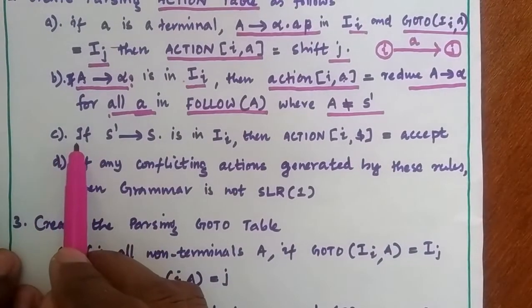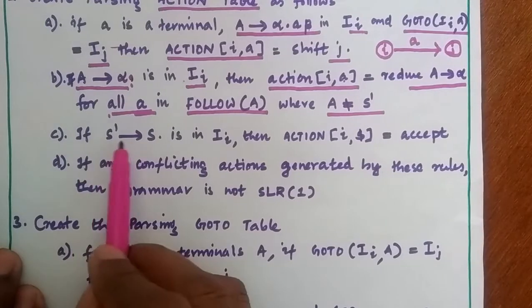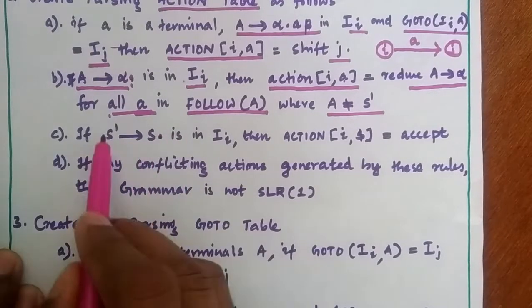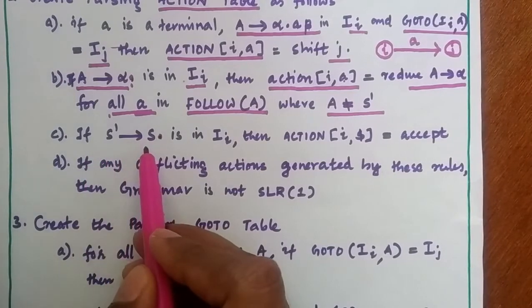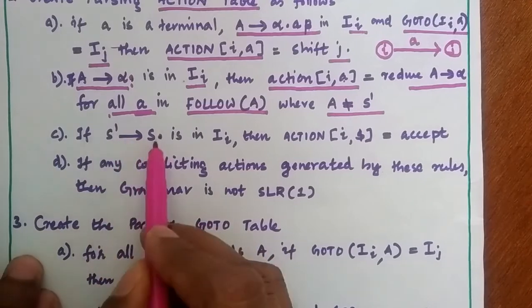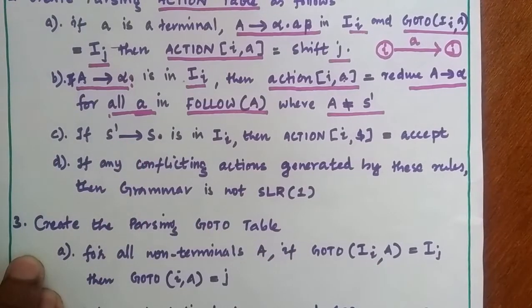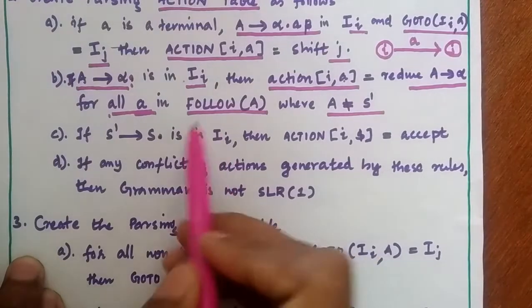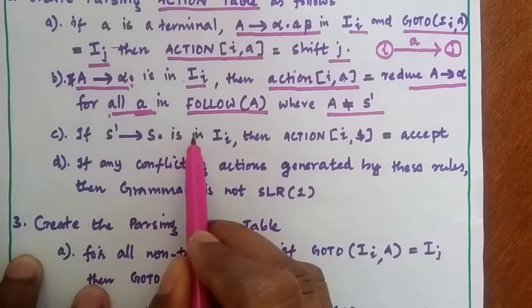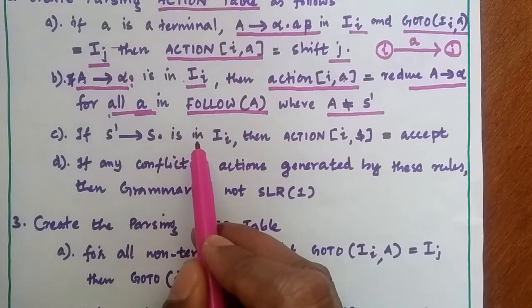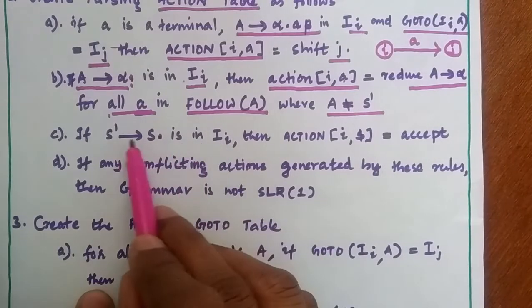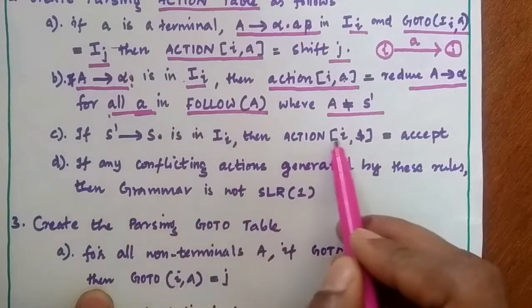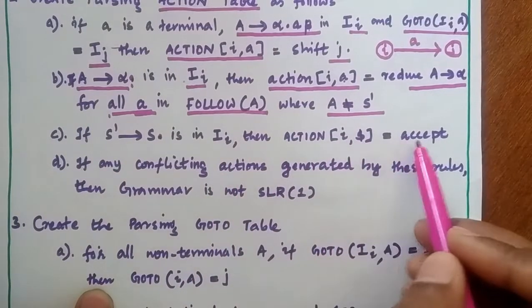The third rule is: if S dash gives S dot, with the dot at the end. S dash is the starting symbol in the augmented grammar and S is the starting symbol in the given grammar. With the dot at the end, we have reached the end of the entire parsing operation and finished parsing. That is why the dot is at the end. It is an indication of the end of the parsing operation with successful parsing. That is why, if this item is in Ii, then action[i, dollar] is equal to accept.